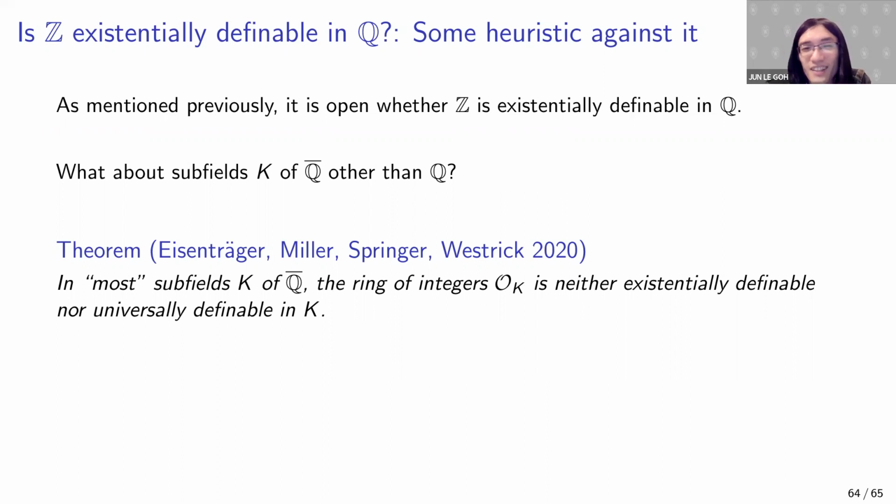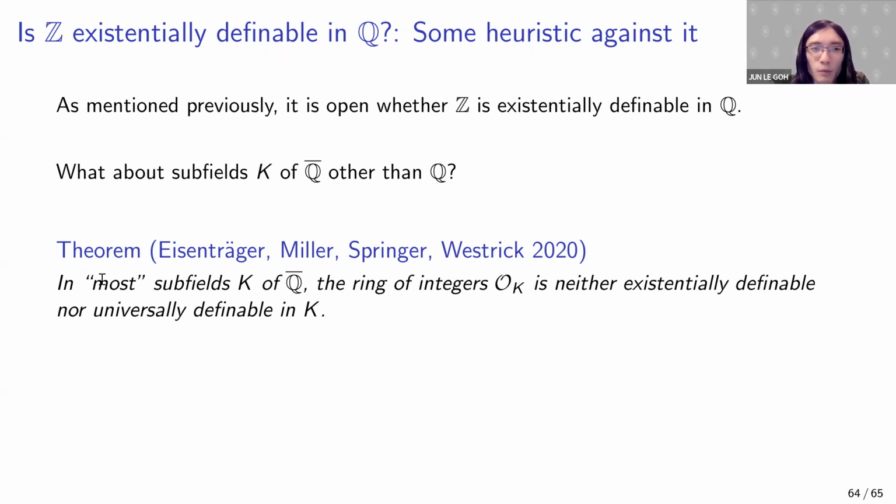That being said, notice that the second part of the theorem says that this ring of integers is not universally definable in K for most K. And we already know that the integers Z is universally definable in Q. So we already know there is the potential that Q has something special that distinguishes it from other number fields. How you interpret this theorem is up to you, but I think it's an interesting mathematical result.